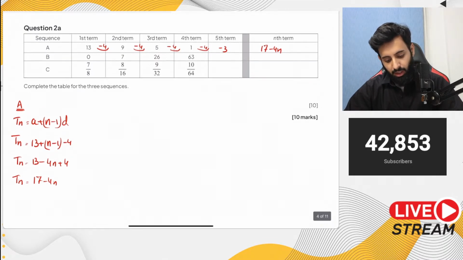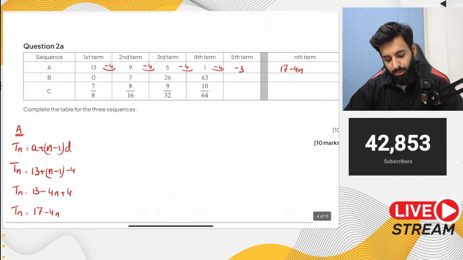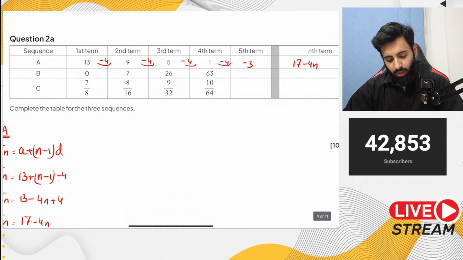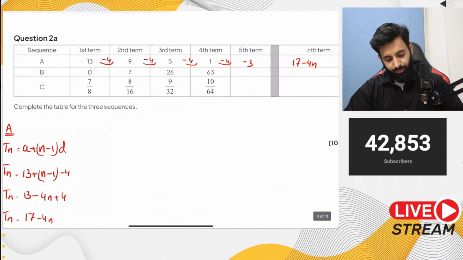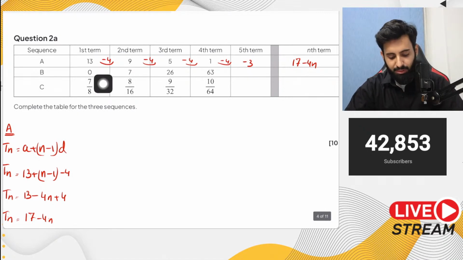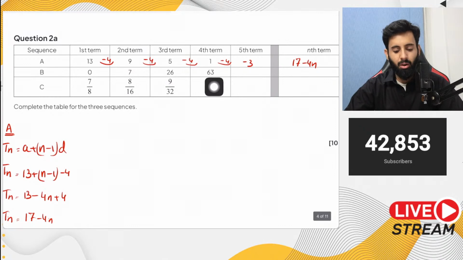Okay. Now for sequence number B, can you observe a pattern over here? So I want you guys to take a good look and tell me if you can observe a pattern over here. So you have 0, you have 7, you have 26, you have 63. All these numbers are very close to a certain number. What is that?